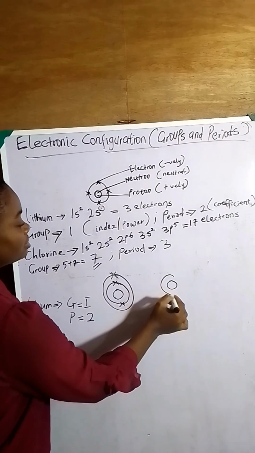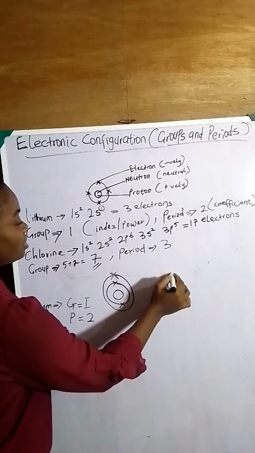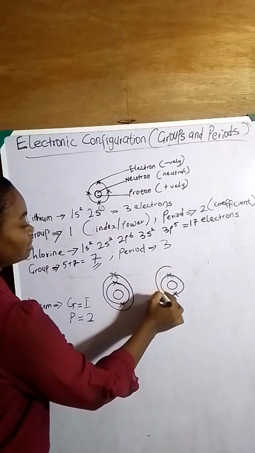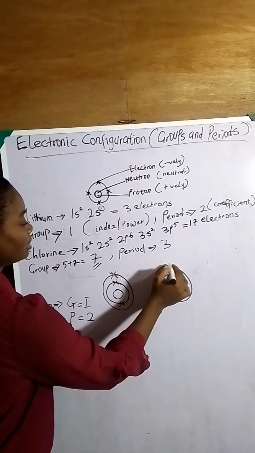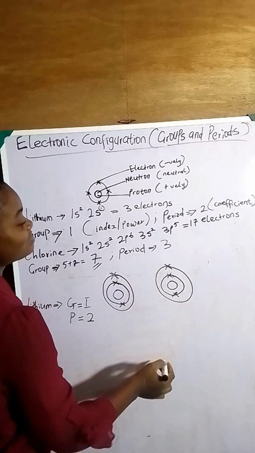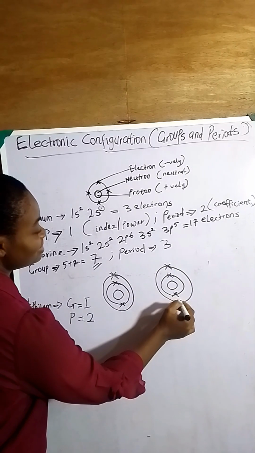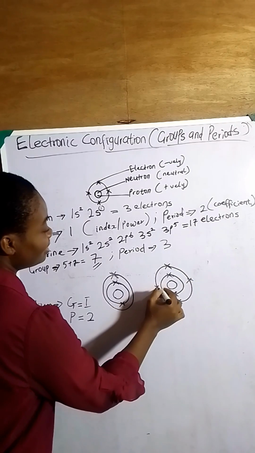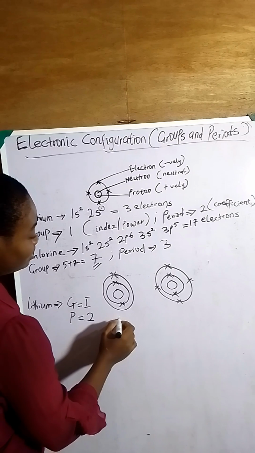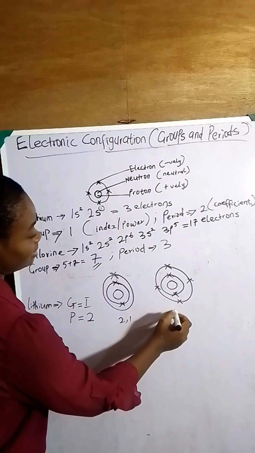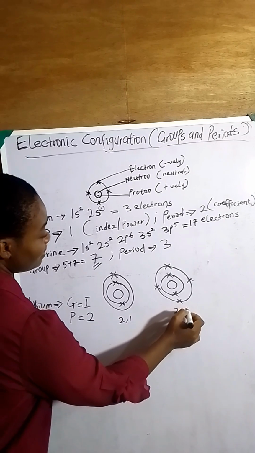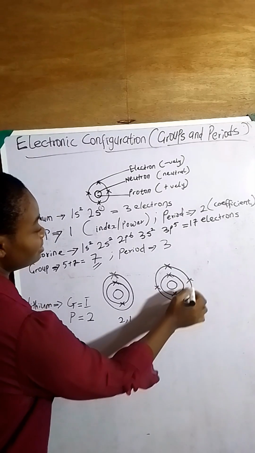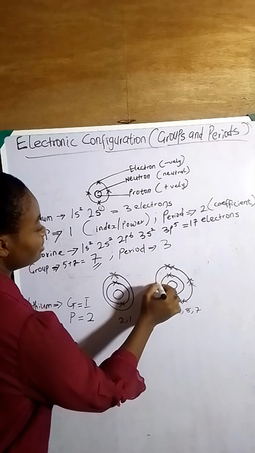Now, for chlorine, I will draw for chlorine. We have a nucleus. We have the first shell, which has a maximum of 2 electrons. Beautiful. So we have this. Okay. Make sure your drawing is beautiful, more beautiful than mine. Okay. So we fill up our electrons. So this is 2 and 1. This is 2, 8, 7. Okay. So that it will guide you to understand what we are doing.